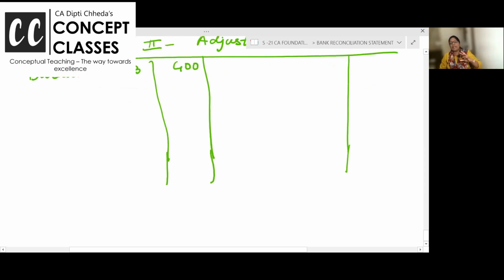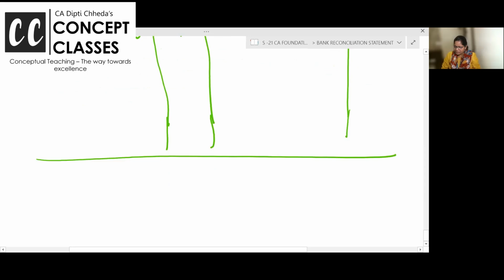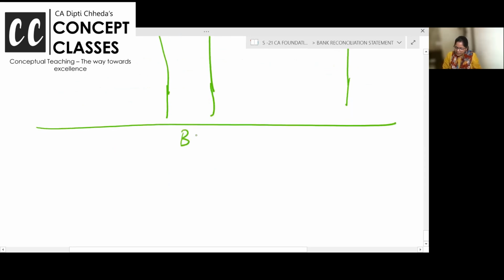One way is to prepare adjusted cash book and then prepare BRS. At least leave half the page और BRS भी साथ में बनाओ. Because in exam you have to do it like this. Okay, this is my mistake. I will correct it in my cash book. Okay, this is a timing difference. Let it go to BRS.